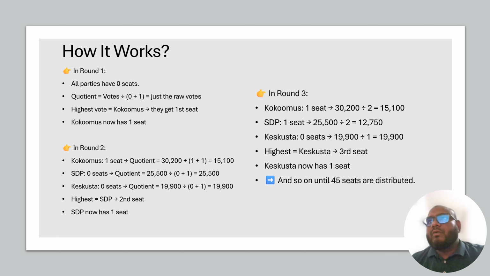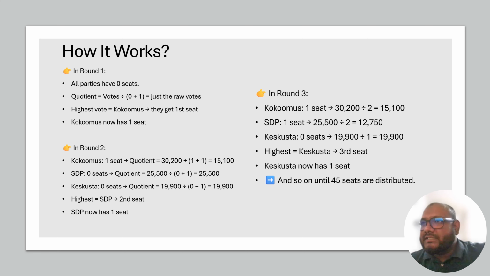In round 3, we again calculate Kokoomus with one seat already, so Kokoomus still has 15,100. SDP has one seat as well, so 25,500 divided by 2 is 12,750, and Keskusta hasn't achieved any seats yet, so Keskusta still has 0 seats. So the calculation comes to 19,900 divided by 1, equal to 19,900, the actual total vote of Keskusta. So Keskusta remains highest in round 3, and Keskusta achieved the third seat.